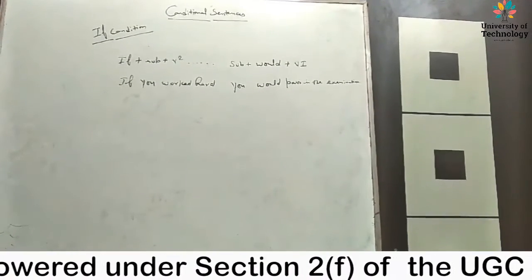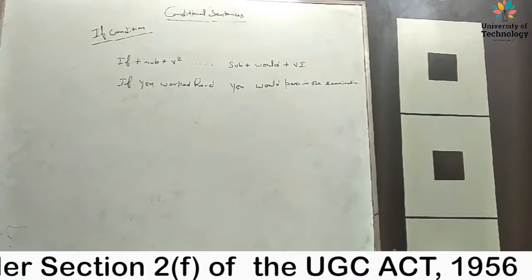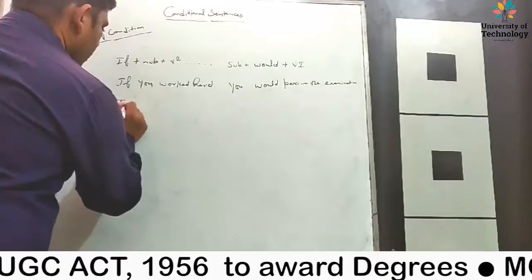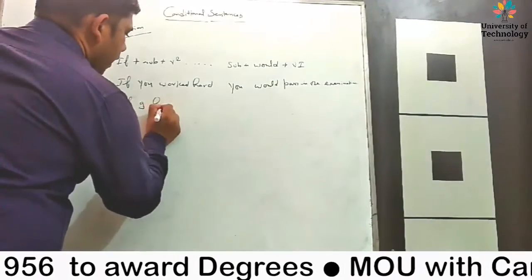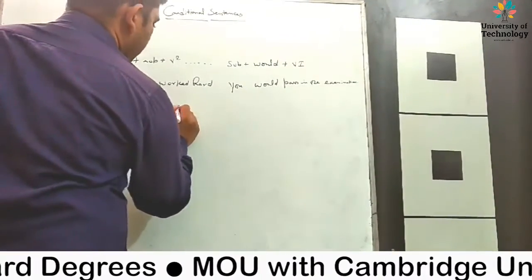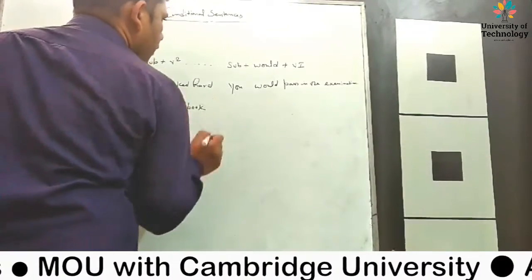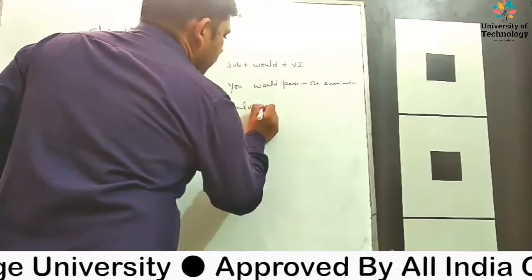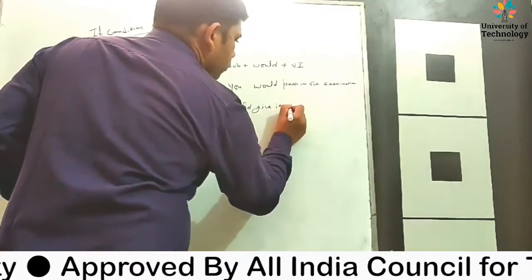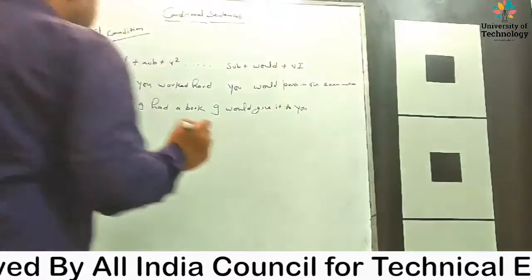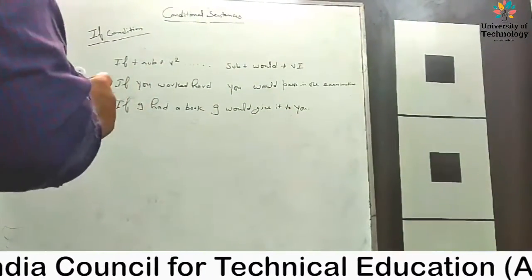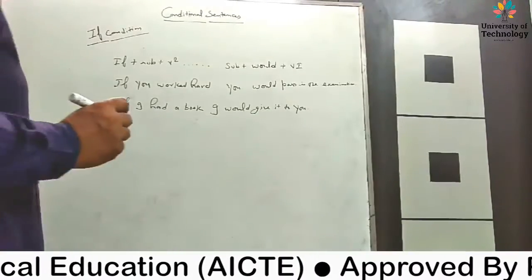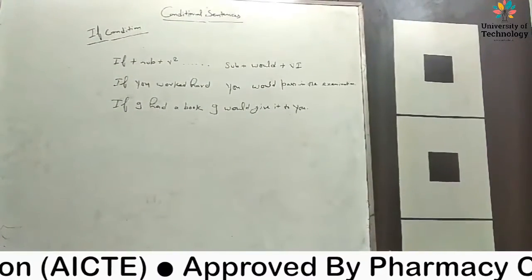Or we can also say that if I had a book, I would give it to you. यदि मेरे पास बुक होती तो मैं आपको देता. यदि तुमने मेहनत की होती तो तुम एग्जाम में पास हो जाते, राइट?